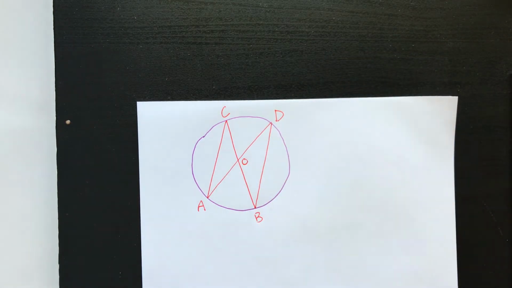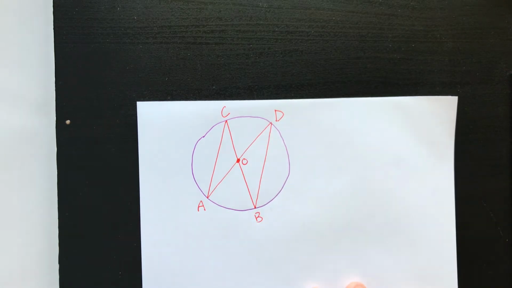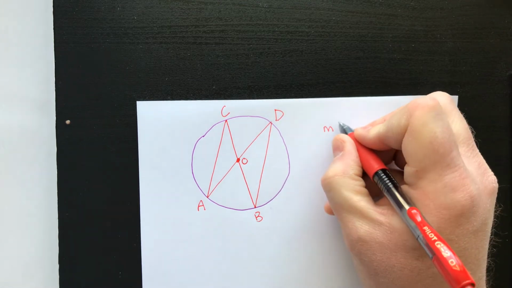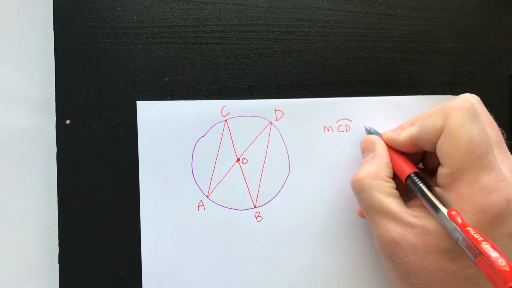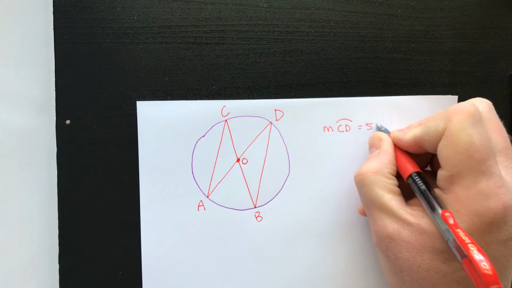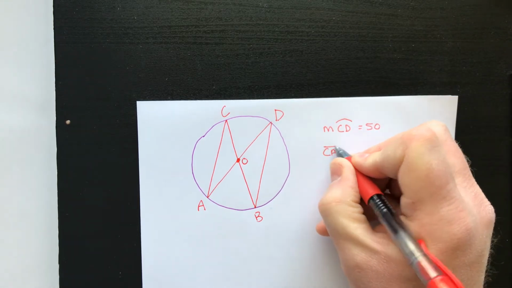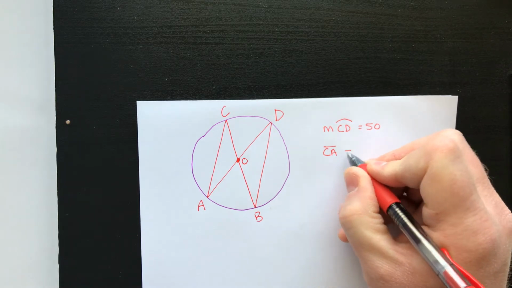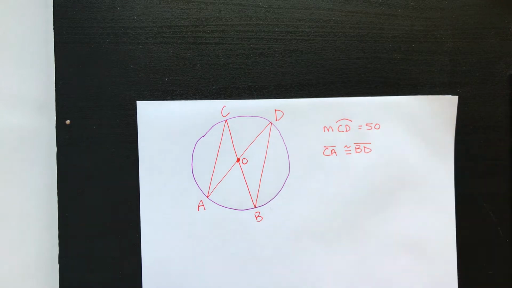Now, in the directions, they call this circle O. So we know that that is the center of the circle, okay? And they tell us the measure of arc CD is equal to 50 degrees. And they say that segment CA is congruent to segment BD. All right? And we have to answer these questions.